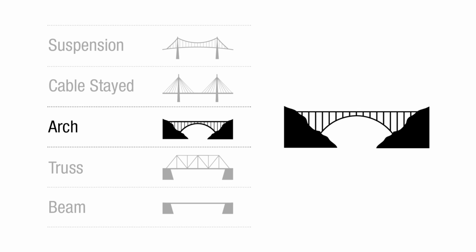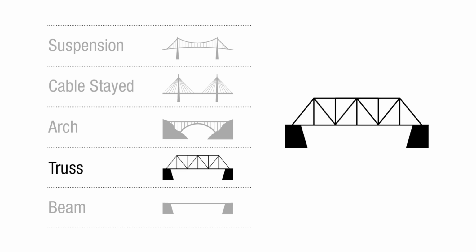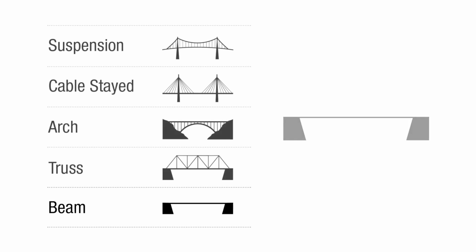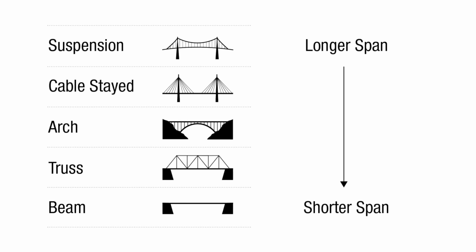Then you have arches, of course. There are different kinds of arches. And the fourth type, I suppose, is generally called trusses, different kinds of trusses you could have. And then finally, a simple beam. And of course, simple beams tend to be at the short end of the span spectrum, and the suspension bridges tend to be at the long end.